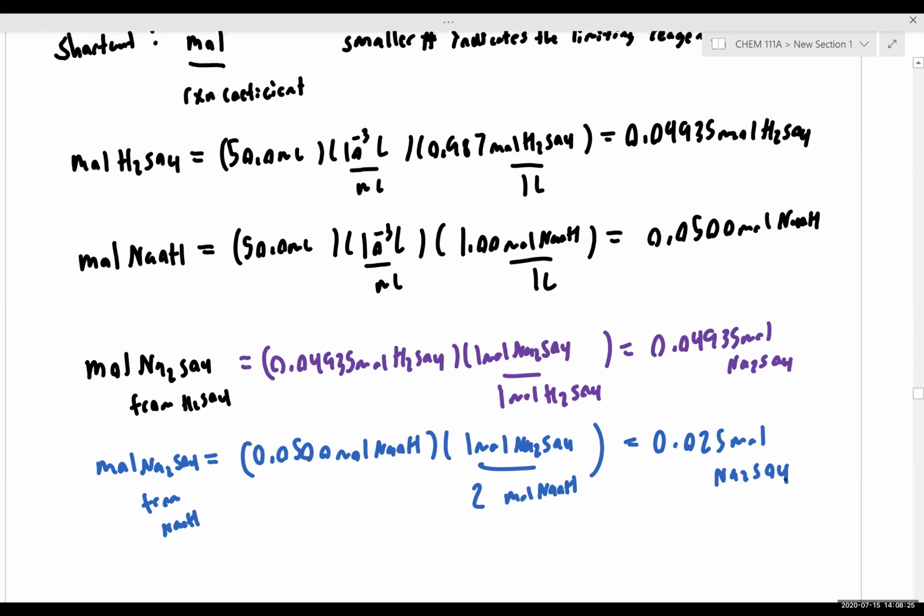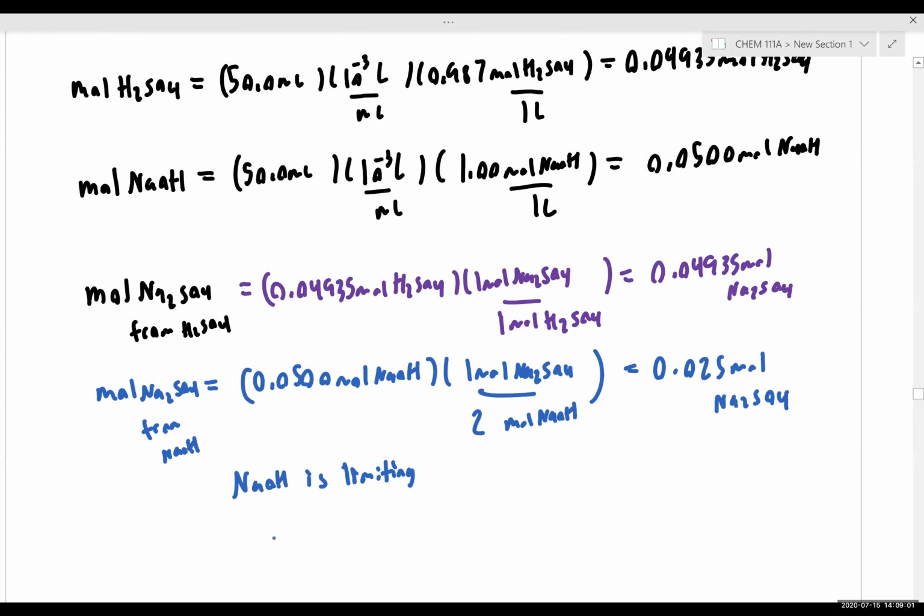So which reactant is limiting? Sodium hydroxide or sulfuric acid? Which reactant is consumed first and generates the least amount of product? Sodium hydroxide, exactly right. So sodium hydroxide is limiting, and we know that we have 0.050 moles of sodium hydroxide reacted.